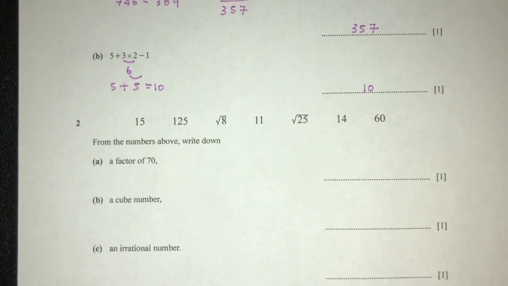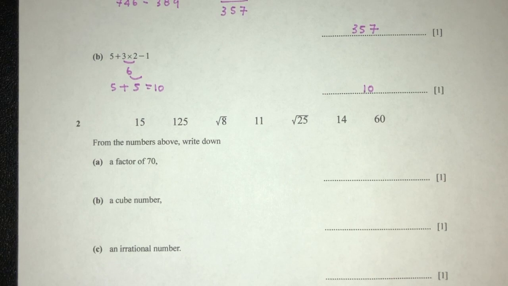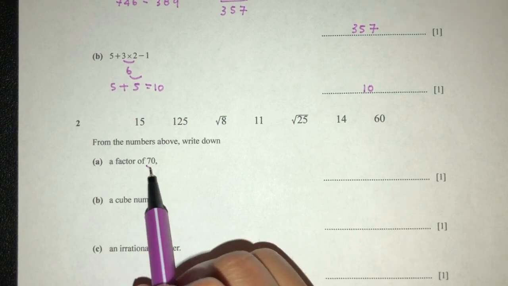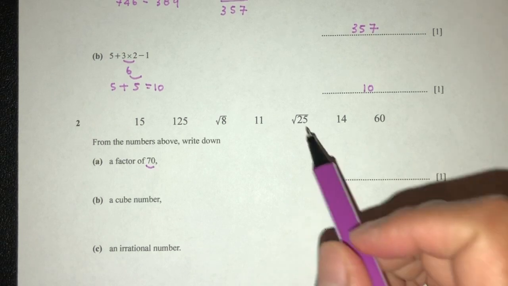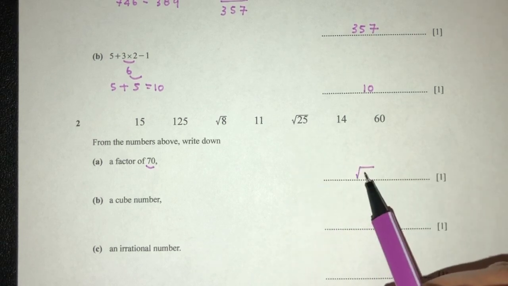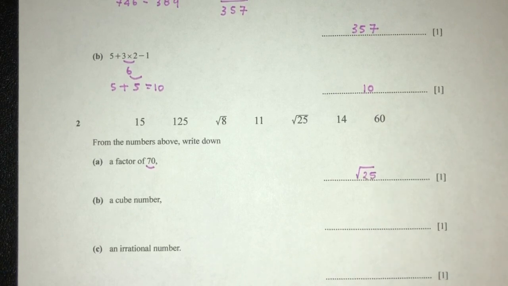Now for part 2, from the numbers above, write down a factor of 70. So which number is a factor of 70? This one will be a factor of 70 because the root of 25 is 5, so obviously we know it will be a factor of 70.